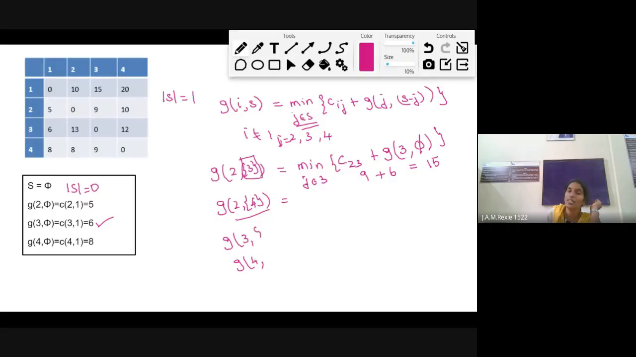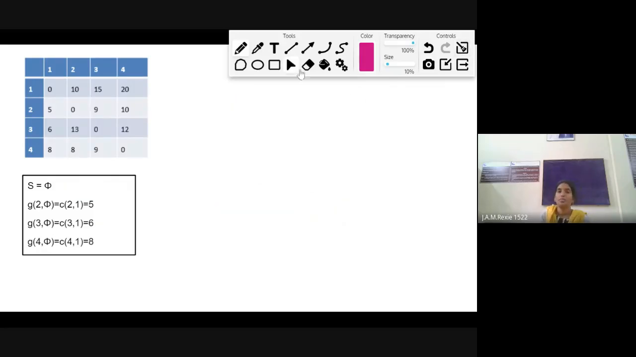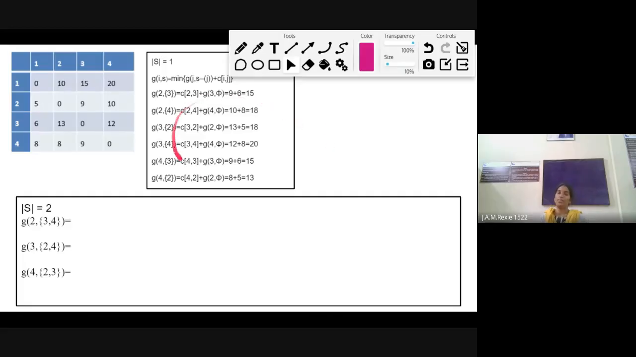If I consider 3, then the intermediate vertex can be 2, and similarly the intermediate vertex can be 4. And when we are considering 4, the intermediate can be 2 or the other. These values should be computed, and we have this result. So g of 2, 3 is 15 and 4 is 18. Like this we have completed. Since there is no option for choosing the minimum, we directly have only one value.